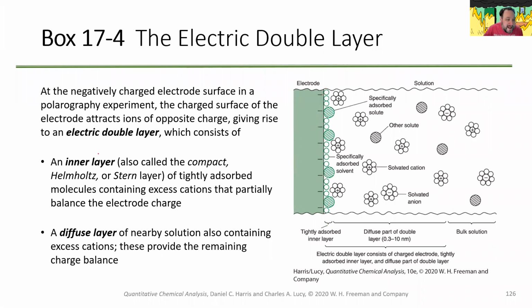Sometimes it's called a compact, a Helmholtz, or a Stern layer. And these are tightly adsorbed molecules, and it's got excess cations that help to partly balance out the electrode charge. And then you've got a diffuse layer, which is part of the double layer, right? And it's also going to contain excess cations, and that's going to give you the rest of your charge balance.